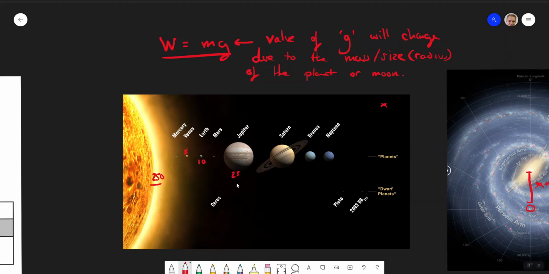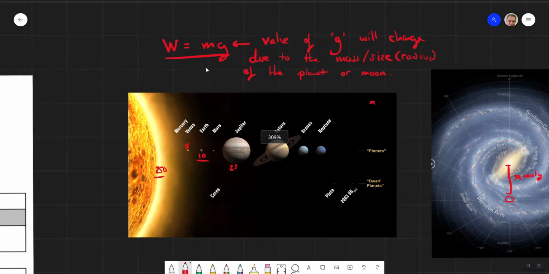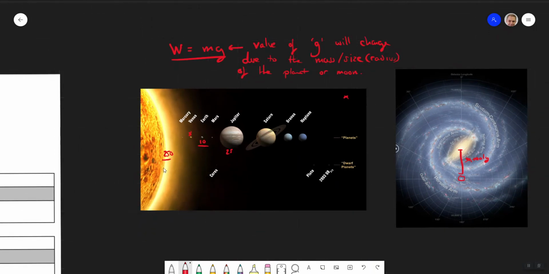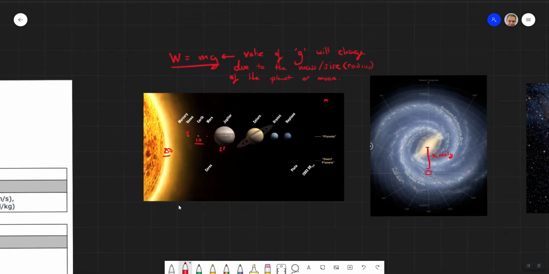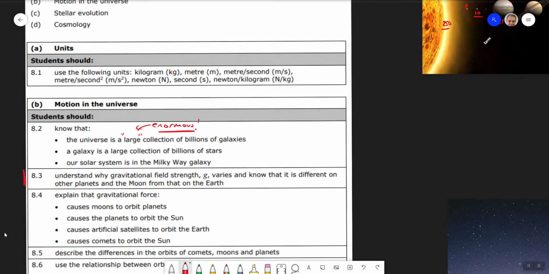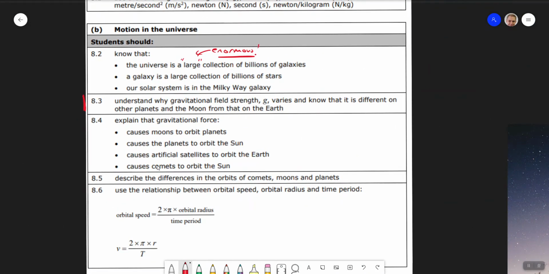You don't need to know any of these values. Even the Earth's is a value that you're given, so you might be asked to work it out, or you might just be given it as part of the question. But that's the thing that changes. g is essentially a thing that gives you an idea about what's in your local area and where you're standing. Right, this gravitational force, what does it cause things to do? It causes moons to orbit planets, planets to orbit the sun, artificial satellites to orbit the Earth, and comets to orbit the sun. So there are these little things you need to know about.